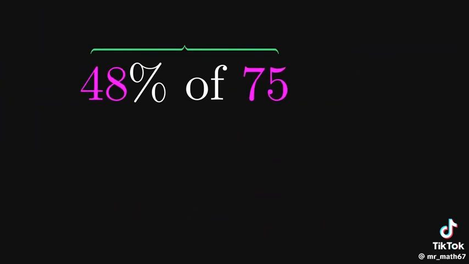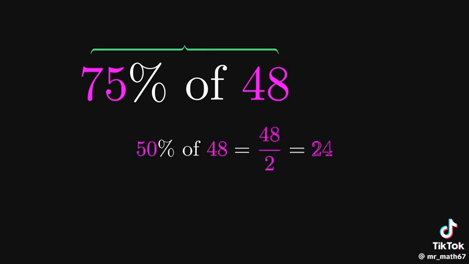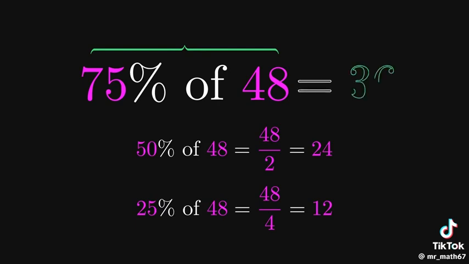48% of 75. You flip numbers and it is pretty easy. Half of 48 is 24, and 25% is 12. 24 plus 12 is 36. So the answer is 36.